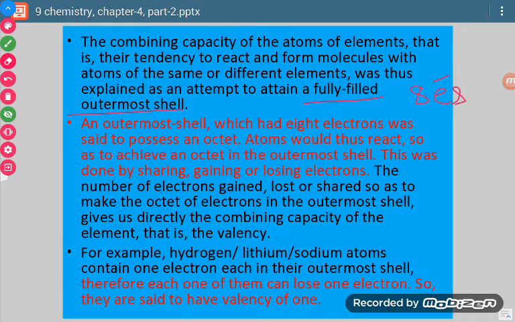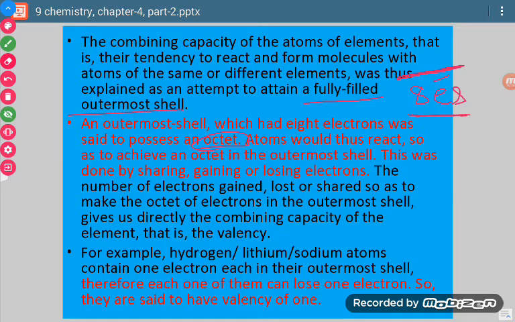Now, an outermost shell which had 8 electrons was said to possess an octet. Octa stands for 8. So if there is presence of 8 electrons in the outermost shell, it means that its octet is complete. Now if the octet of an element is complete, then it will not react. And so other elements which react, they react to acquire an octet, to complete their octet.